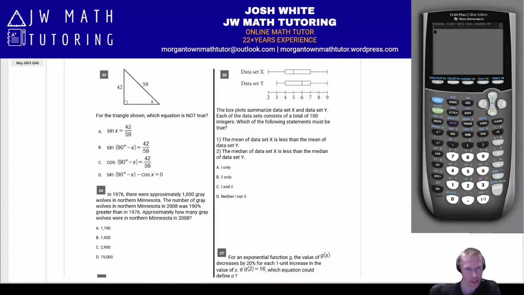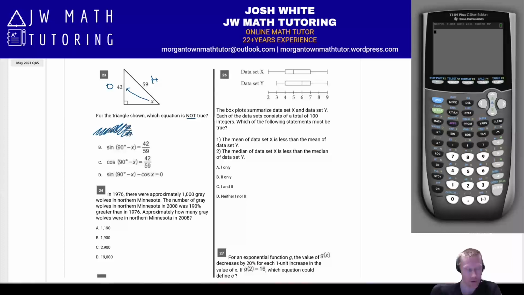Okay, so if we look at answer choice A, here we have angle x. The sine of this angle is equal to its opposite side over the hypotenuse. Therefore, the sine of x would be equal to 42 over 59. Answer choice A is true. Therefore, we would eliminate it as the correct answer to the problem because the problem again says which one is not true.